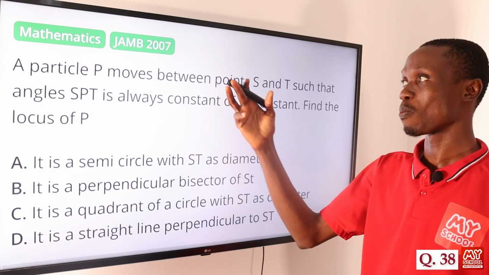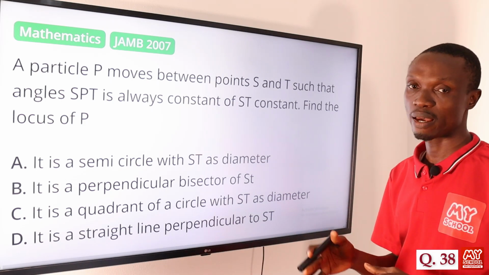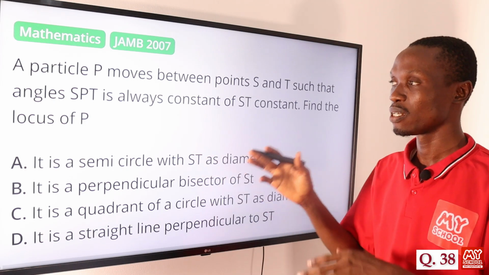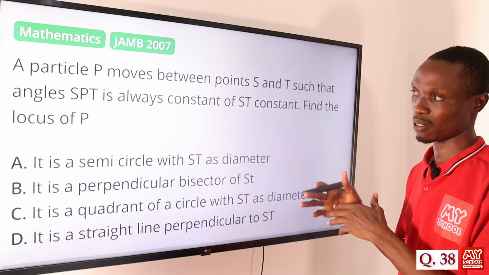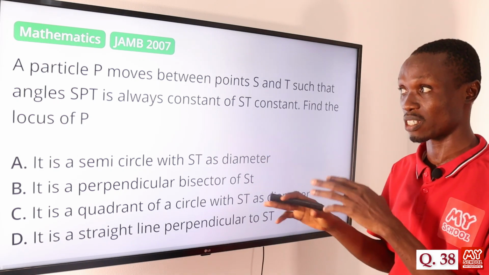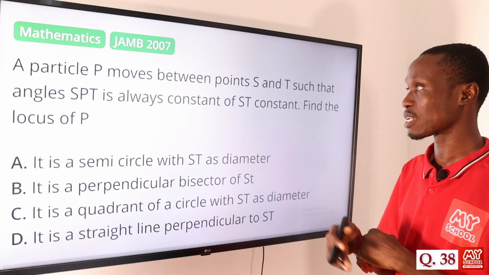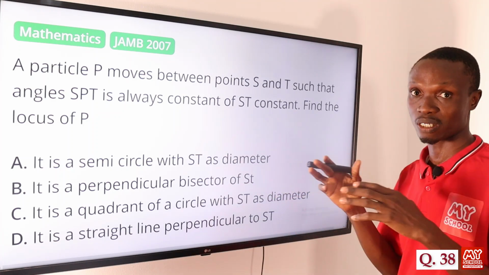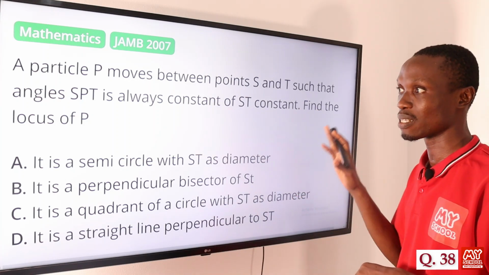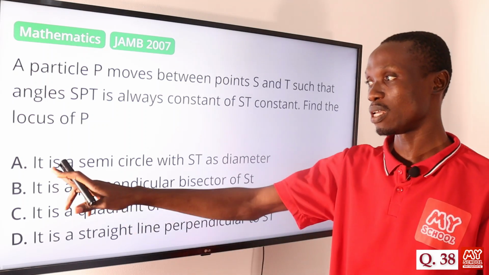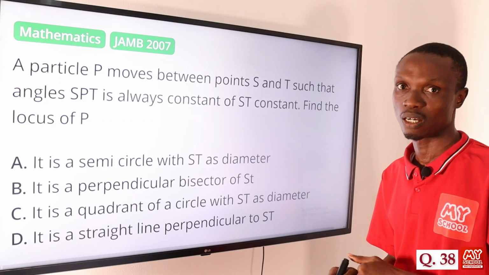So if a particle P moves such that the angle SPT is constant while ST is fixed, it traces out a circular path, and the locus of P is a semicircle. The reason for that is because the point on the circle subtended by the line segment ST maintains that circle. So that makes option A the correct answer to this question. It is a semicircle with ST as diameter.